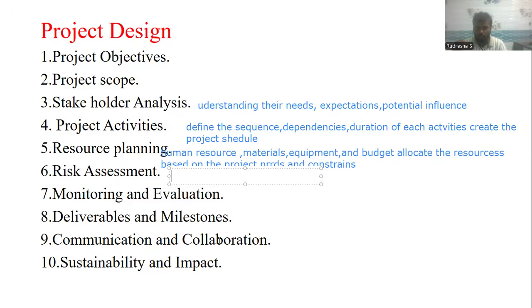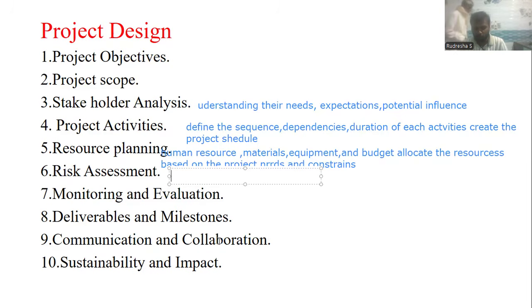Next, I will be talking about communication and collaboration. Deliverables and milestones, afterwards I'll be talking about collaboration and communication. Establish effective communication channels and protocols within the project team with stakeholders. Define how information will be shared, documented, and disseminated. This is the communication and collaboration.